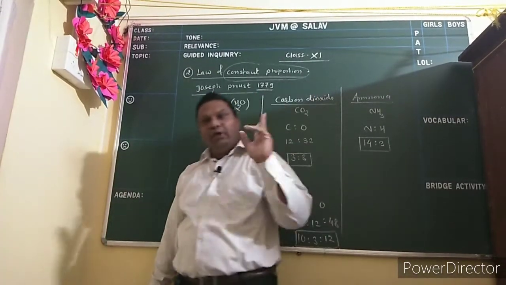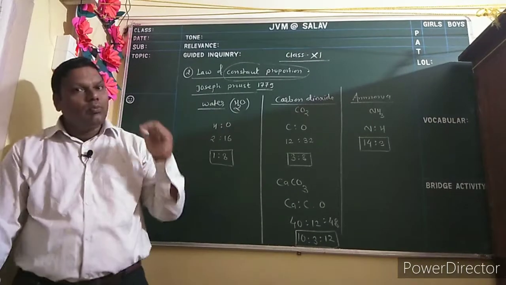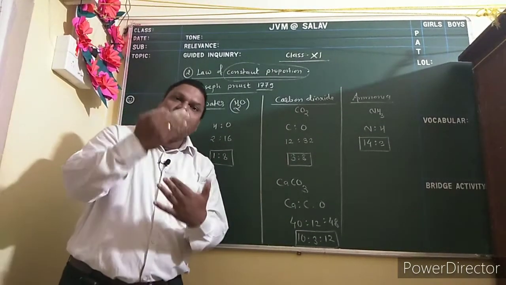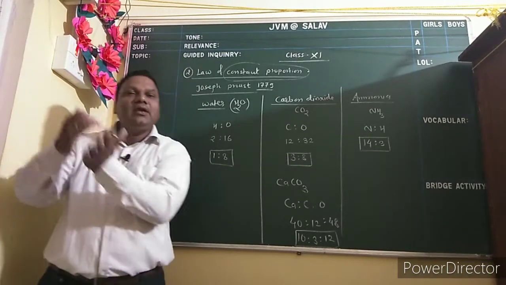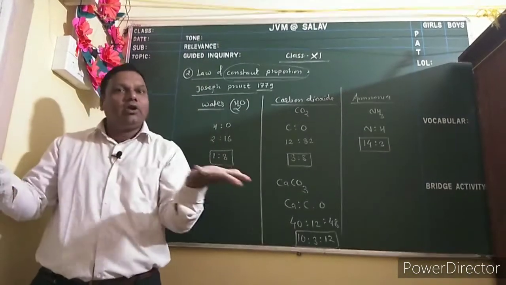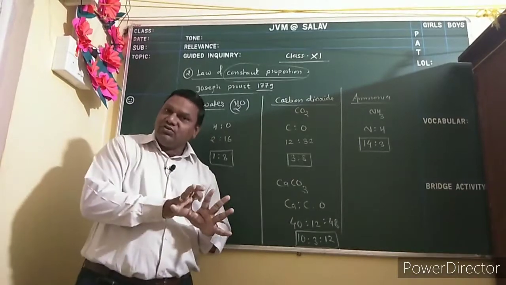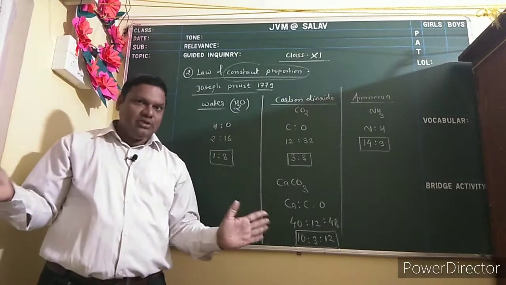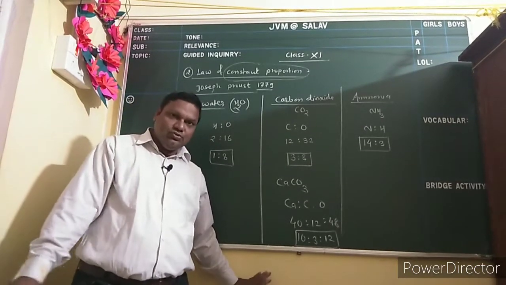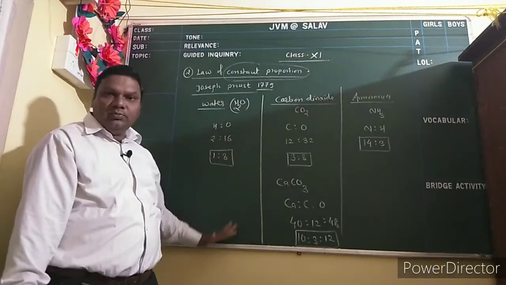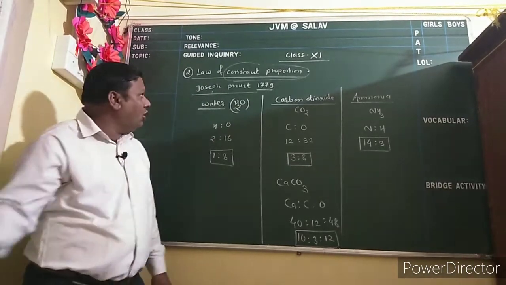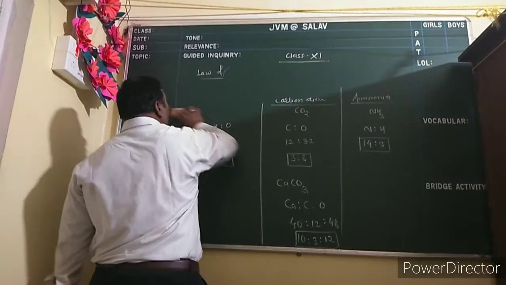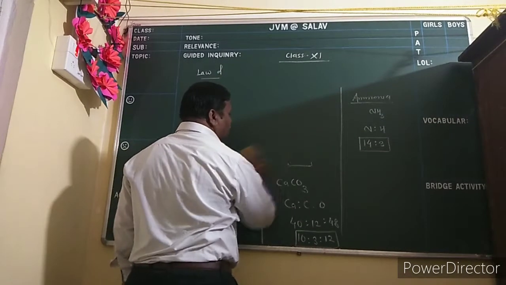Understood? So when two or more different elements combine with each other, the proportion remains fixed when they are obtained from different sources, but the chemical proportion does not change in the same compound. Understood? So that is the law of constant proportion. Now the law of multiple proportion. The next one is the law of multiple proportion.